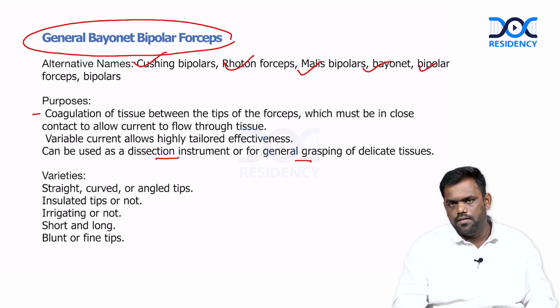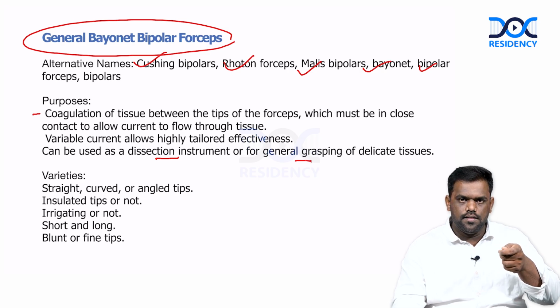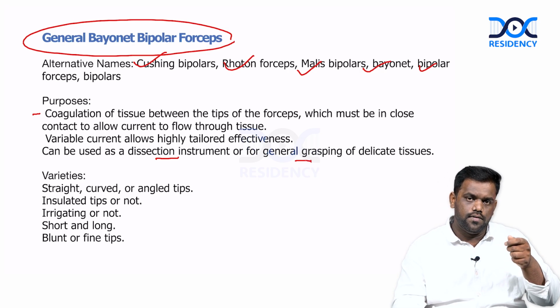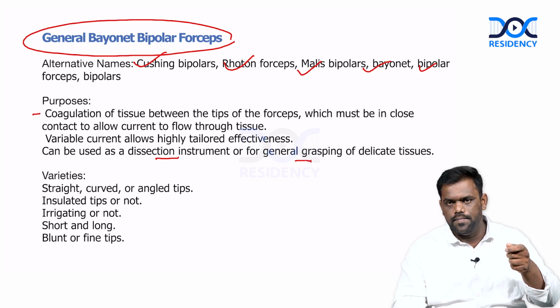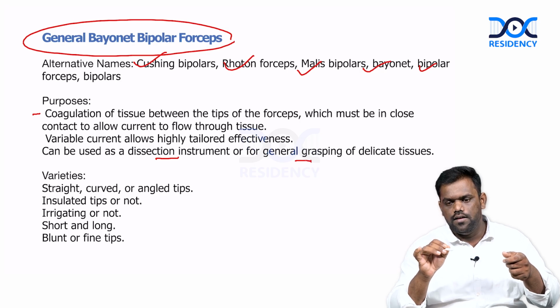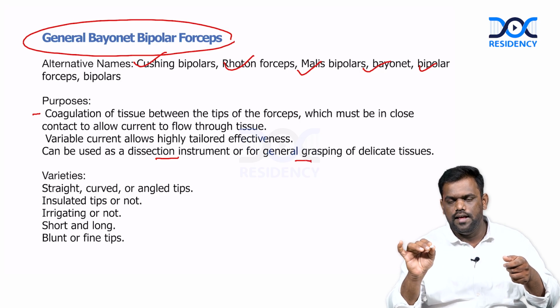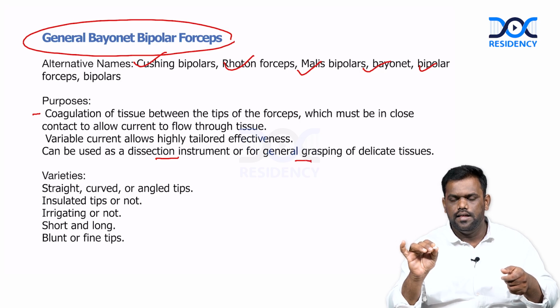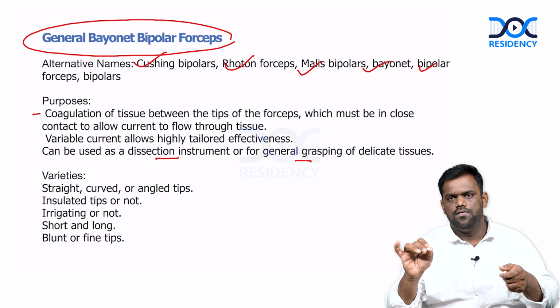Similarly, we can also use the suction as a dissecting instrument. The surgeon can also use this bipolar forceps to dissect, as a dissecting instrument, and to grasp delicate structures like a cotton patty. To insert the cotton patty, they use this bipolar forceps also.